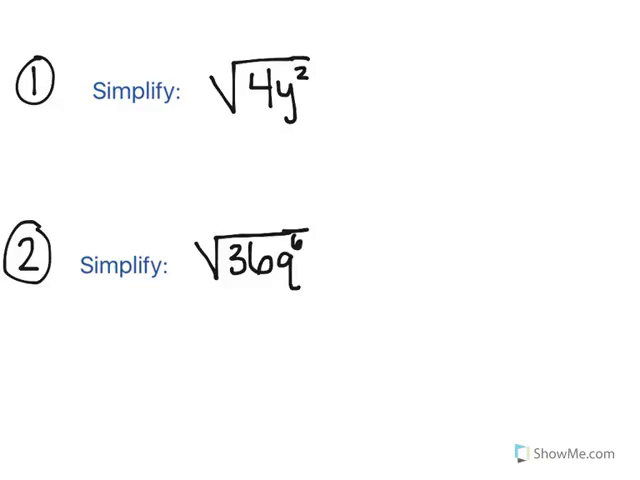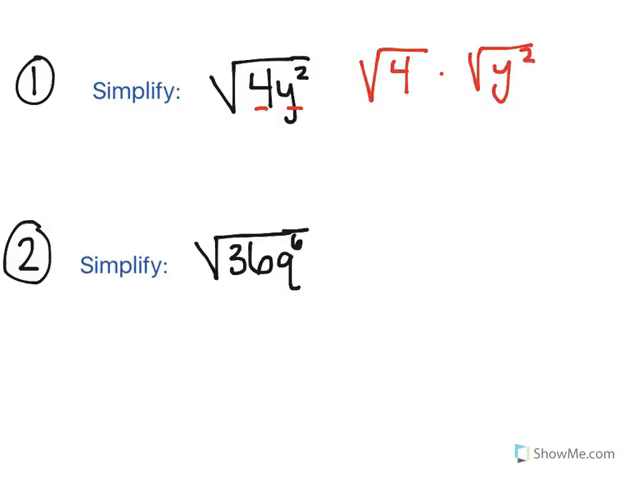Using that property we just talked about, I'm going to separate that into the square root of 4 times the square root of y squared. So I literally just separated this value and this value. Then what I'm going to do is simplify it from here.